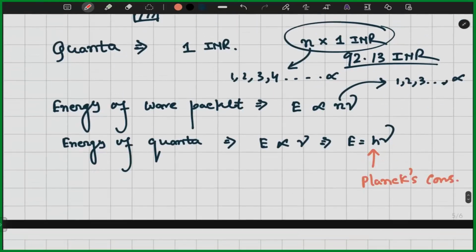When light is emitted from or absorbed in a black body, it is always absorbed or emitted in a discrete, quantized fashion, which is called the quanta. The minimum energy is called the quanta. That is proportional to the frequency of that light, and the energy of that quanta is h nu, and the rest of the wave packets can have energy in multiples of that h nu, that means n h nu. This was postulated by Planck.